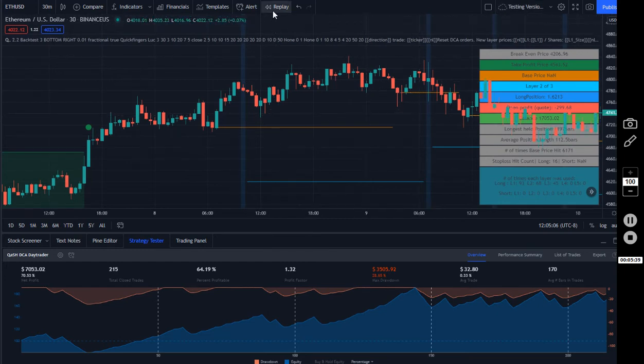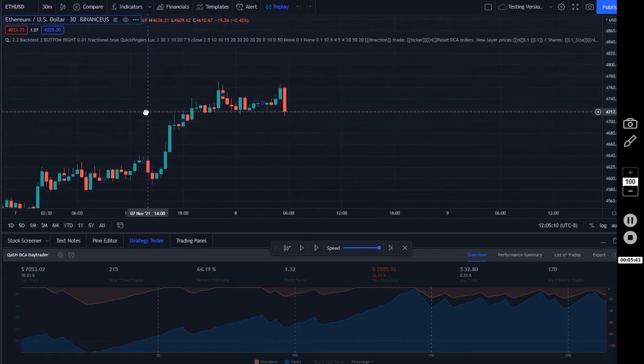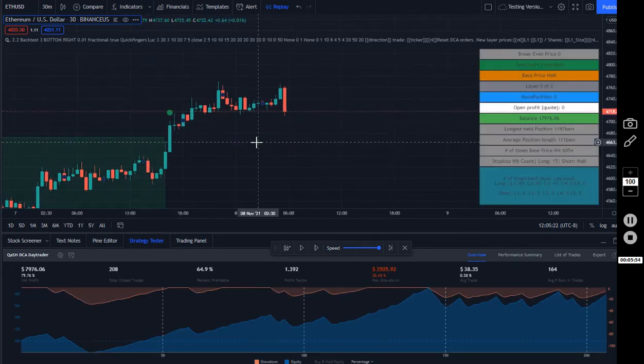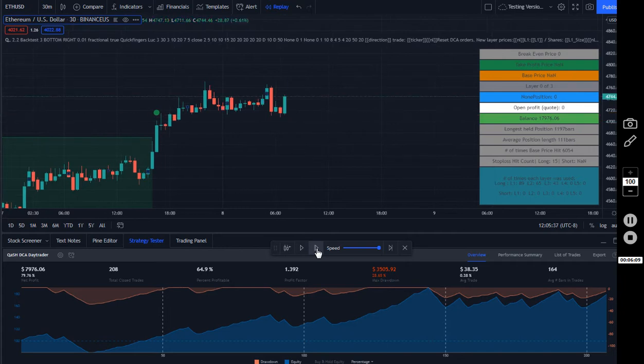let's see if it works when I put it in replay mode. So we'll take a look at this. Okay, so putting it in replay mode will show you what the indicator would have done in real time. So right here we have our dip, right? Our dip is starting here, and we move forward in time.